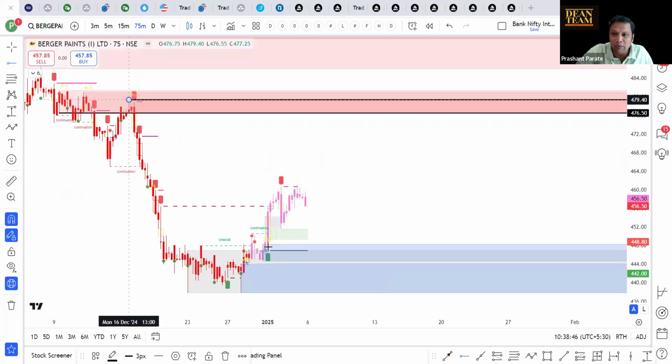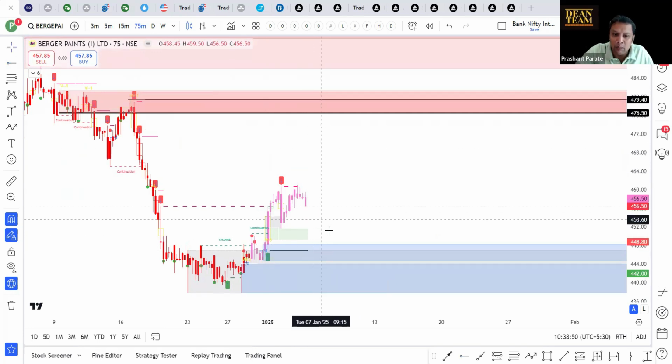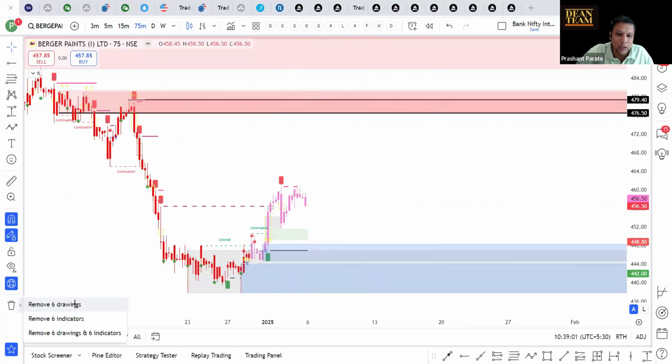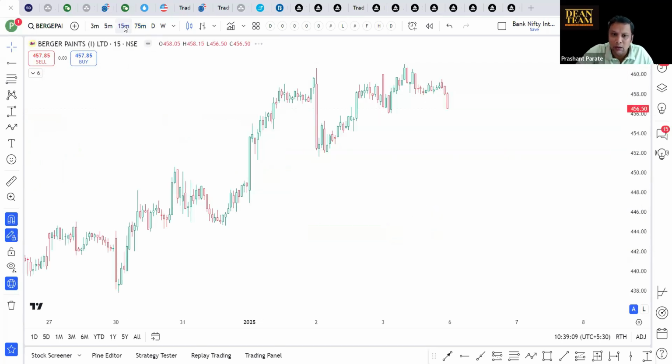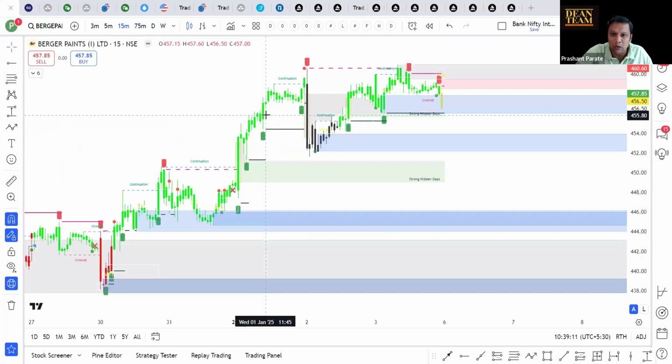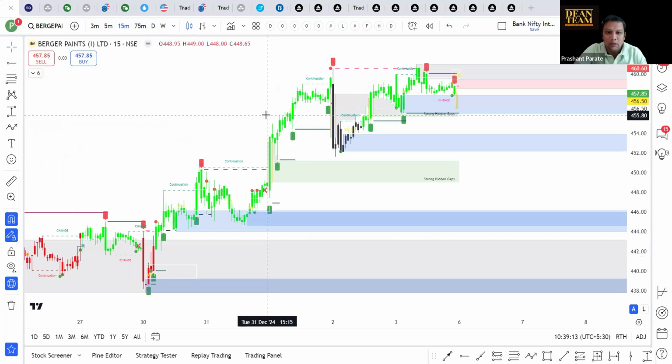This will become green only if it closes above 479. Otherwise, what can happen? It can come down again, break below, close below this, and again there will be new selling area which will be broken, after which it will change to green. Right now, I don't want to take any trade in Berger Paints because it is less likely to give me a big risk reward trade in any direction, either up or down, based on all those time frames.